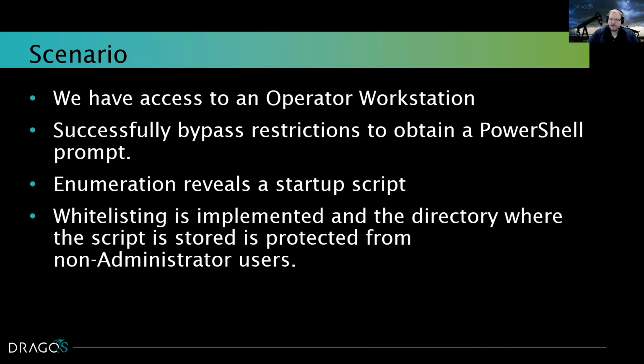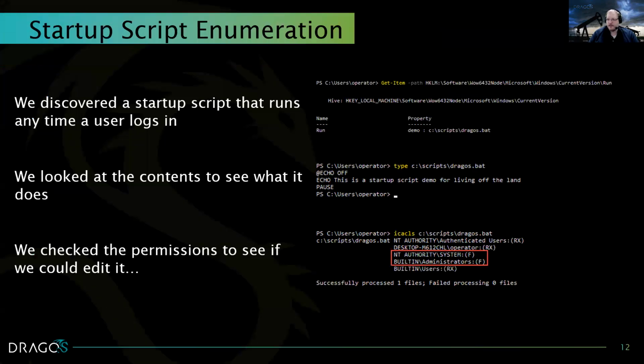So let's actually go through the process of discovering the startup script. As mentioned, we've got the PowerShell prompt, and we can pass this Get-Item command to enumerate the registry to look for items that run at logon. In this case, we find one called dragos.bat located in the scripts directory on the C drive. Curious about what that script contains, we pass the type command on it to see the contents. In this case, it's just a simple demo script that says, this is a startup script demo for living off the land.